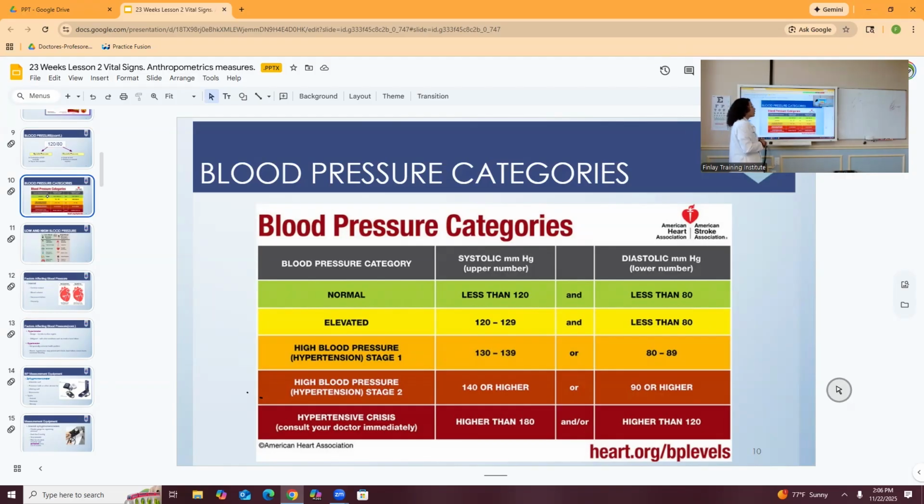So the normal, based on the American Heart Association, is 120 or less for systolic and 80 or less for diastolic. We can have patients with elevated blood pressure, and this is going to be 120 to 129 for systolic, and less than 80 for diastolic, like the high 70s to 80s. Then we're going to enter the hypertensive stage. And the American Heart Association says that there are going to be 3 stages of hypertension.